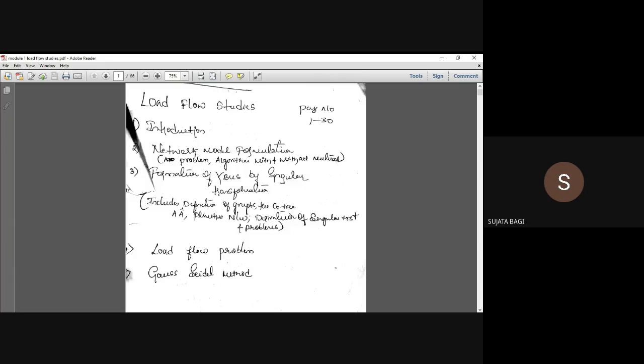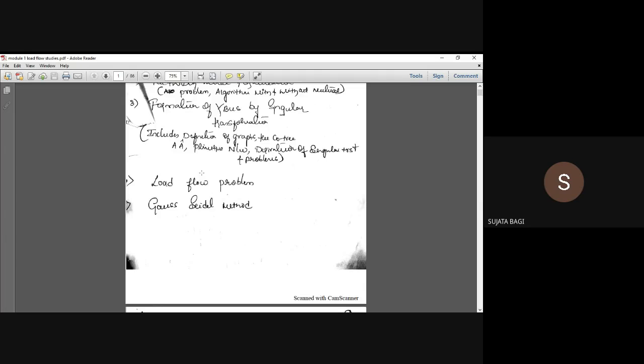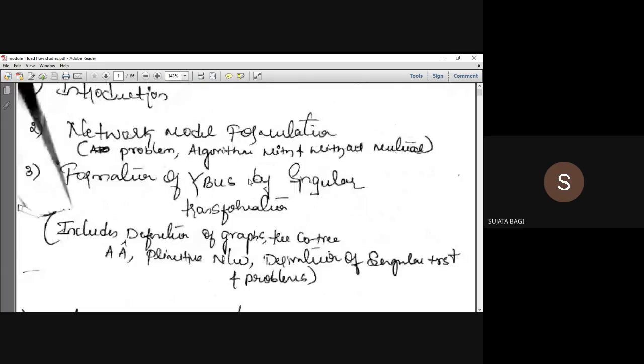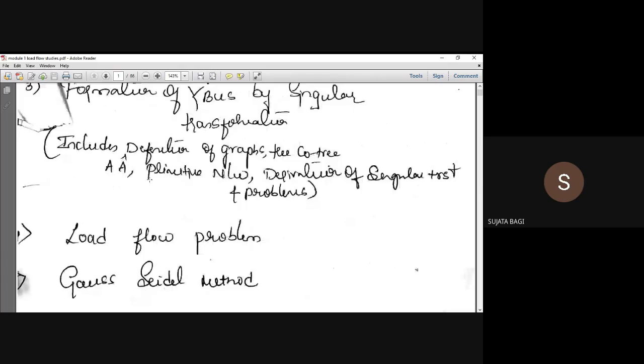Here we are going to study power system analysis, the steady state analysis, and the solution of power system networks, and modeling. We are modeling the overall power system network. Here we are going to study the network model formulation, formulation of Y bus by singular transformations. In this network model formulation, we are going for the basics, and these basics are covered here. If you want to form Y bus, there are different methods like singular transformations.